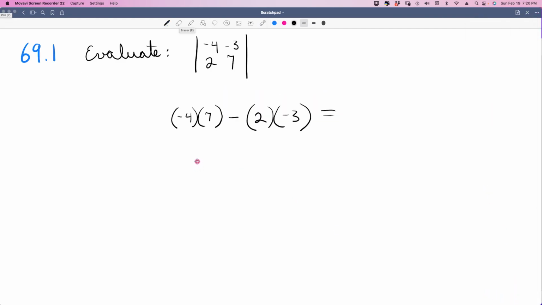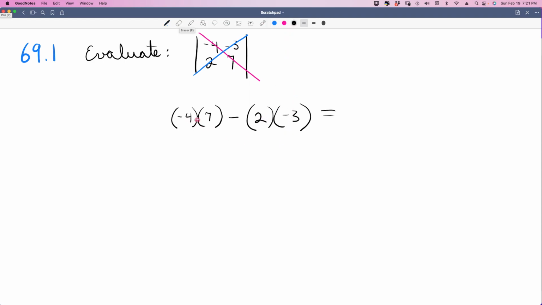So in our first practice problem, we have a 2 by 2 matrix. We're all just going to do 2 by 2s for right now. We have -4, -3, 2, and 7. So first we come from the top down to get our positive, and that's going to be -4 times 7. And then we go from the bottom up to get our negative, which is going to be 2 times -3.